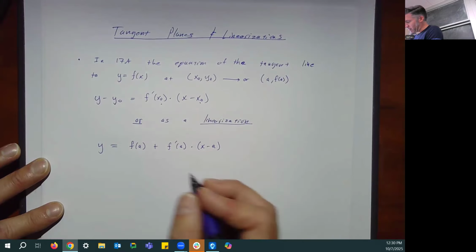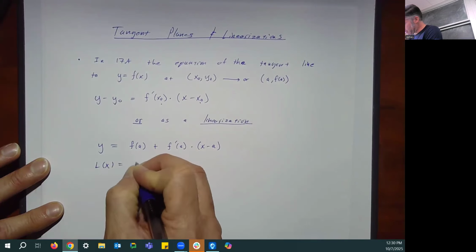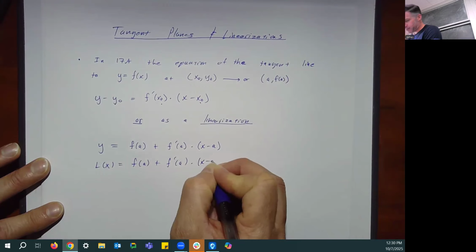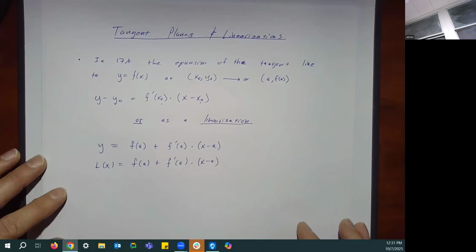And I should have called this L of x. L of x equals f of a plus f prime of a times x minus a. That's your linearization of the function at the point a, f of a. All it is is the equation of the tangent line. That's all linearization is. It's the linear thing that's tangent to your stuff at your point, whether your stuff is a line or a surface. Let's look at one example, just to remind ourselves.